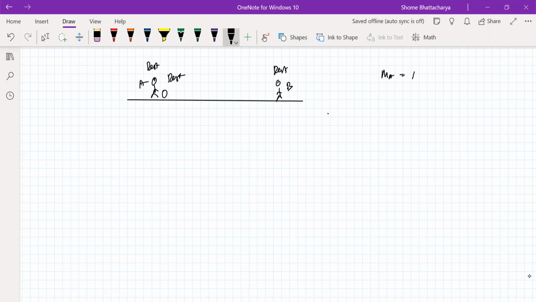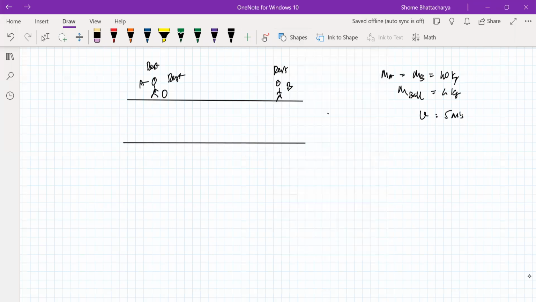Mass of A is equal to mass of B. And mass of the ball is 4 kg. And the velocity with which the ball moves is 5 meters per second with respect to ground. So first event, what happens? A chucks the ball towards B at a speed of 5 meters per second.